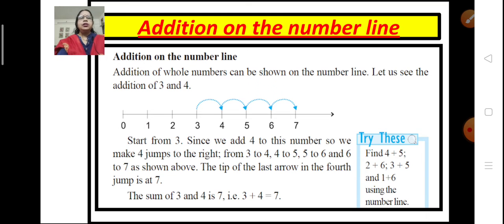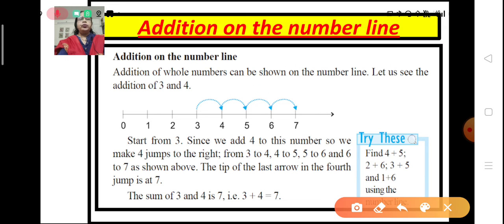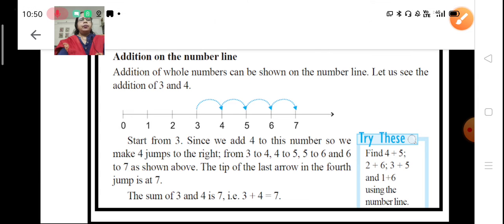Now, addition on the number line. How do we add the numbers on the number line? Suppose we have to add 4 to 3. What do we do? We start from 3 and we make how many jumps? How many times do we have to move? We will move 4 times because 4 has to be added. So, 1, 2, 3, 4. We make 4 jumps or 4 moves, and where do we reach? We reach 7. So, 3 plus 4 becomes 7. Alright. So, this is how we add the numbers on the number line.